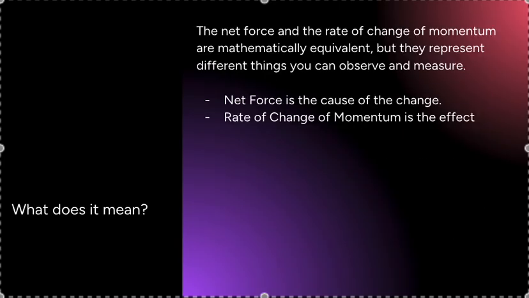Next, we had some conceptual questions. In terms of what it means, the net force F net and the rate of change of momentum are mathematically equivalent, but they represent different things you can observe and measure. Net force is the cause of the change. It relates to the physical interactions such as the gravitational force exerted by the black hole. And the rate of change of momentum is the effect. It's calculated from the observed motion data showing how the velocity of the star is changing.